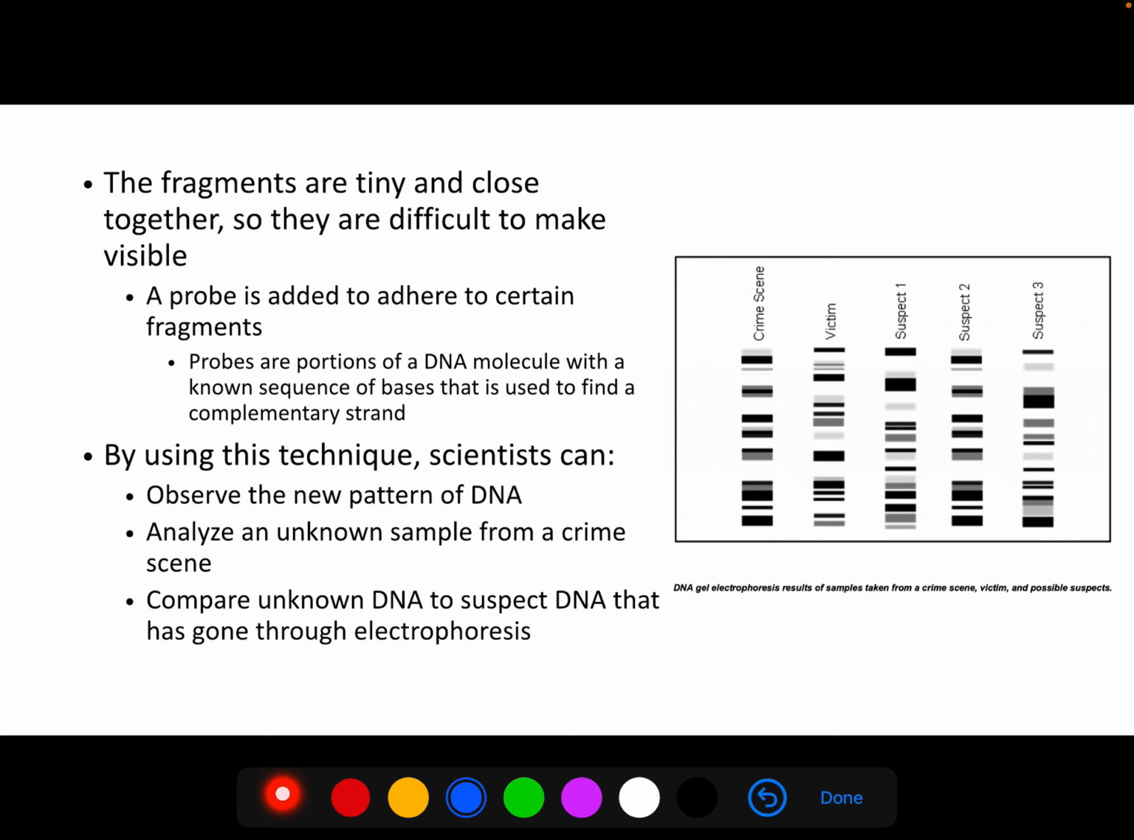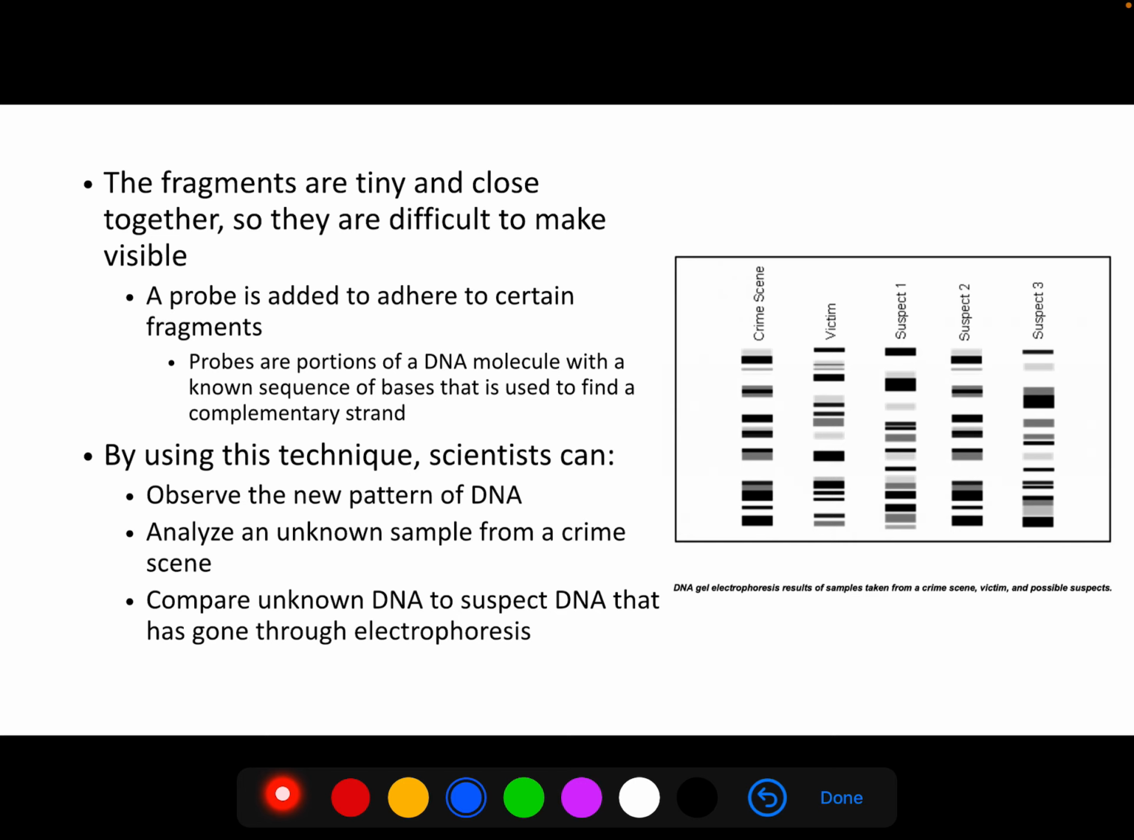They can analyze an unknown sample from a crime scene and compare the unknown DNA to suspect DNA that has also gone through electrophoresis. And like I said, we're going to do a lab with this next week using dyes, but using it with DNA, we're able to test multiple samples at the same time, and then we can compare them visually side by side. So this is what the electrophoresis gel or DNA fingerprint will look like on the right.